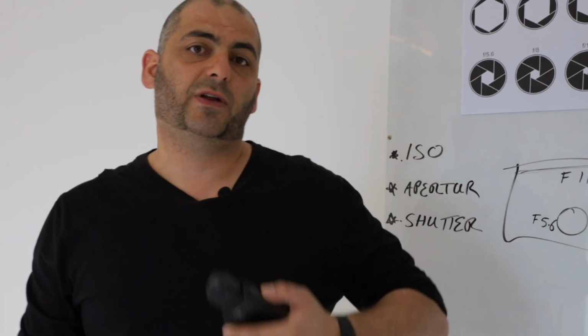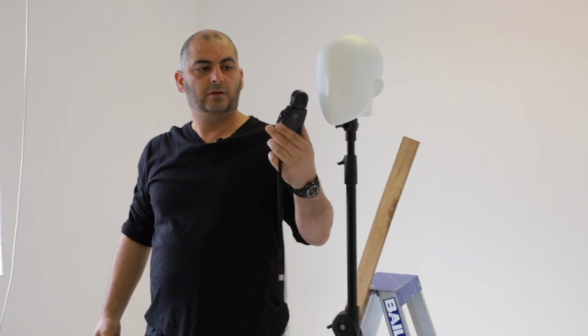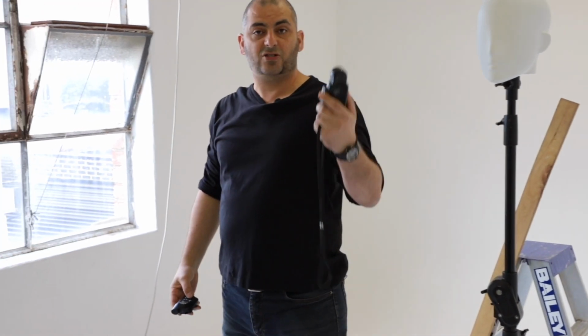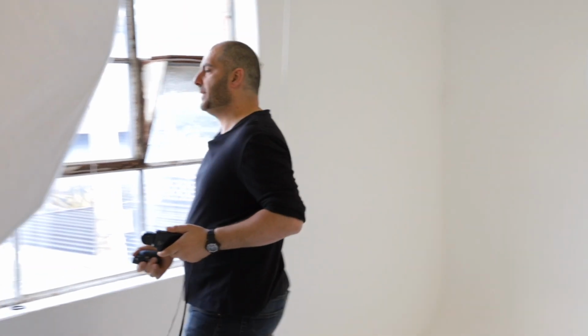So what do I need to do? I need to turn my light up. So I'm going to turn my light up, and I'm going to take another light meter reading. Now this is telling me that it's 5.6. So I'm now one stop below where I need to be. So I'm going to turn the light up again.